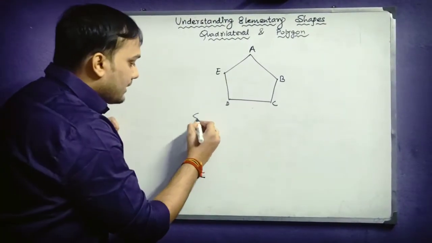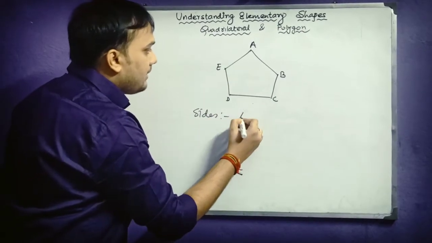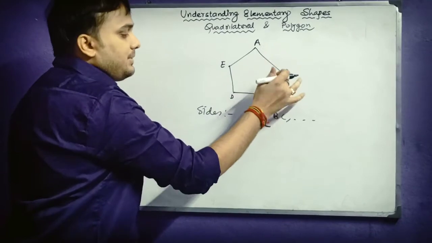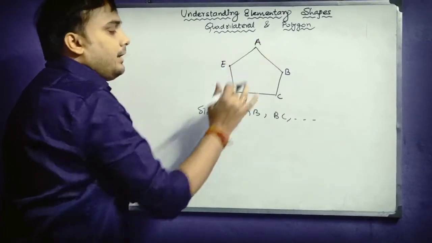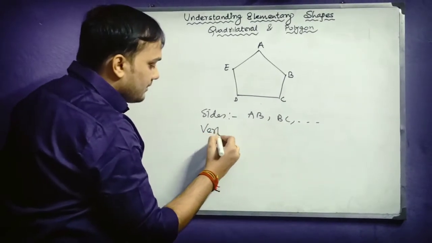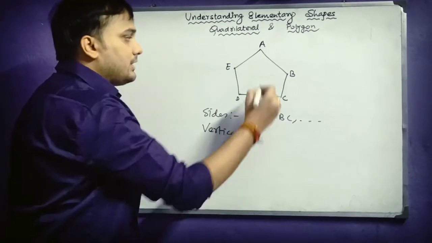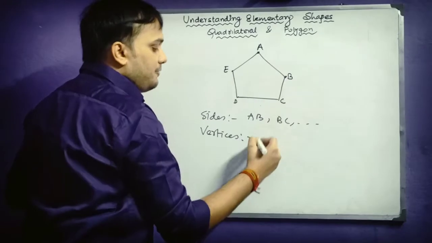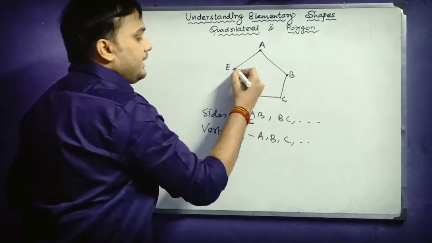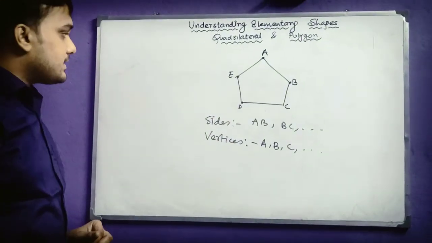So what are the sides? The sides are AB, BC, and so on. Okay, so AB, BC, CD, DE, EA, these are the sides. What are the vertices? Vertices are the corners, like A, then B, then C, then D, and then E. These are the vertices. Okay.